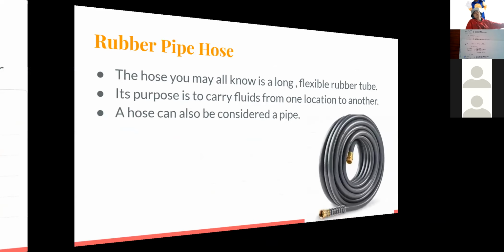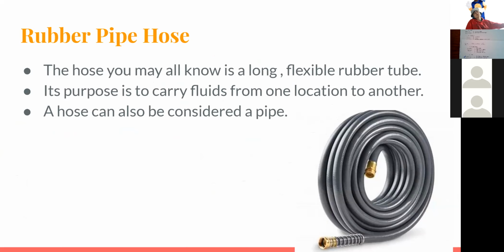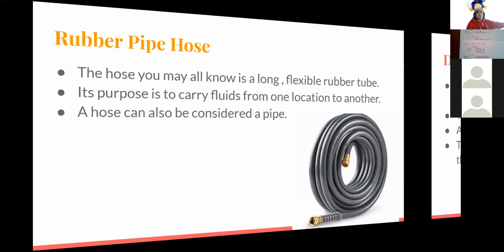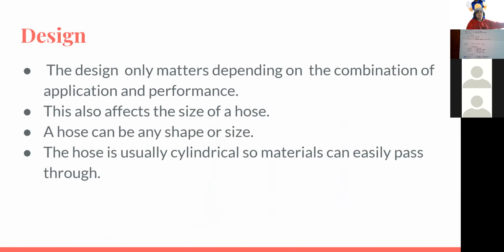Rubber pipe hose. The hose, you may all know, is a long, flexible rubber tube, and its purpose is to carry fluids from one location to another. A hose can also be considered a pipe. Its design depends on the combination of its application and its performance, and also affects the size of a hose. The hose can be any shape or size, and the hose is usually cylindrical, so materials can easily pass through.